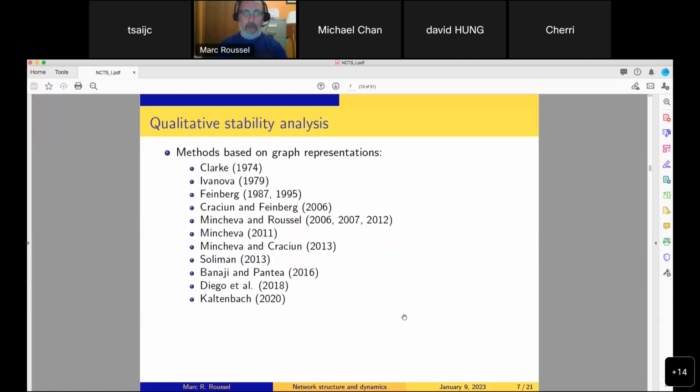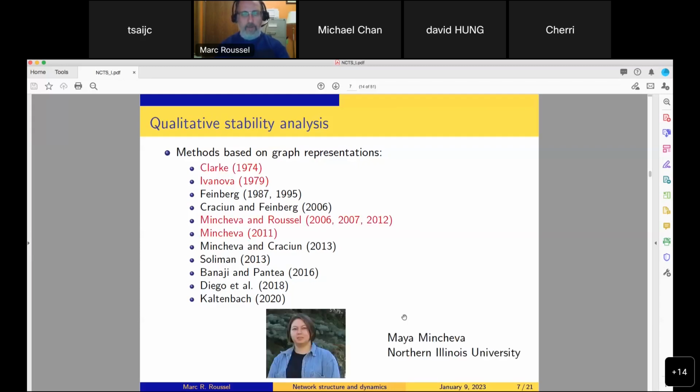We come from a particular tradition of using graph-based methods. There have been, again, lots and lots of those, and I'm listing maybe a few more here than I did of the other type, basically because this is a little bit more what we think about when we're thinking about these qualitative stability analysis methods. So I mentioned Maya earlier. Maya's at Northern Illinois University. She's an associate professor, I believe now.